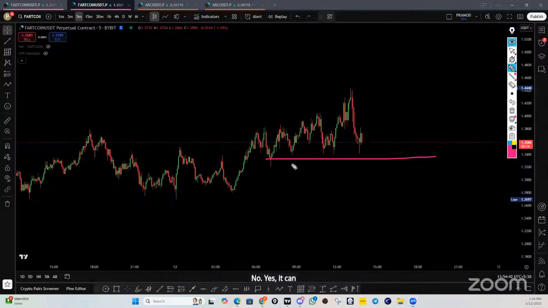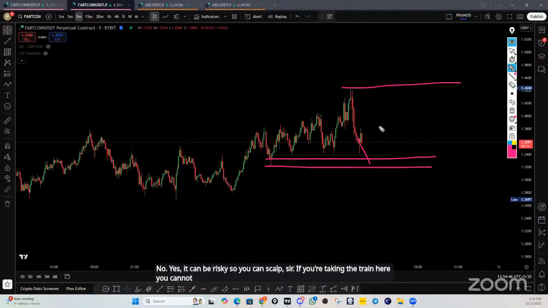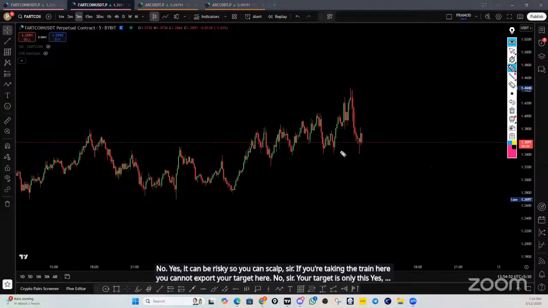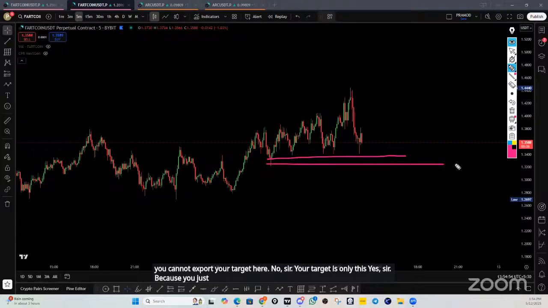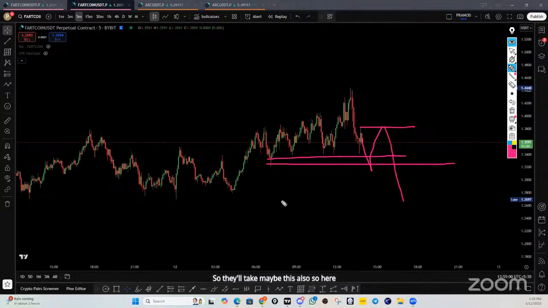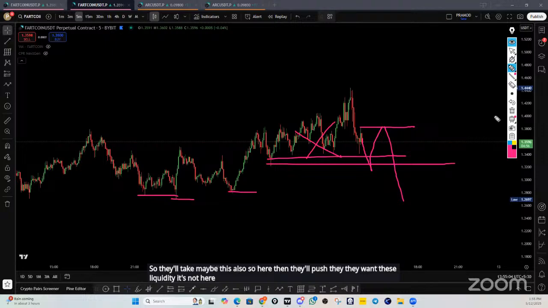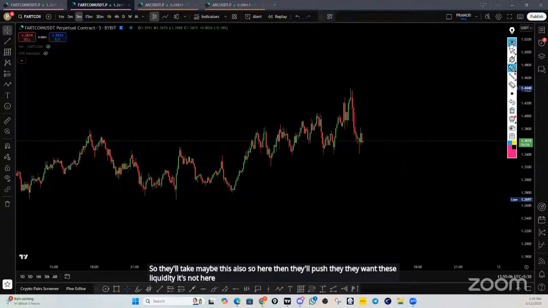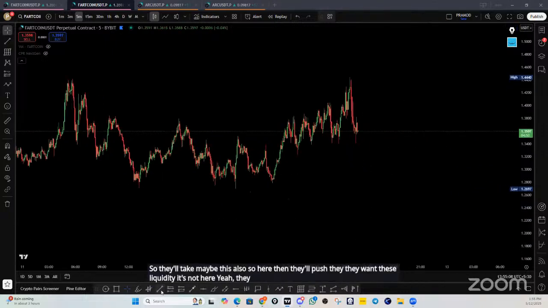So you can scalp, sir. See, if you're taking the trade here, you cannot expect your target here. No, sir. Your target is only this, the neckline. Yes, sir. You just see how it plays now. Assume that if the market comes here, they'll take maybe this also, sir. Here, then they'll push. They want these liquidities, not here. Yeah, that's how you should see the market.